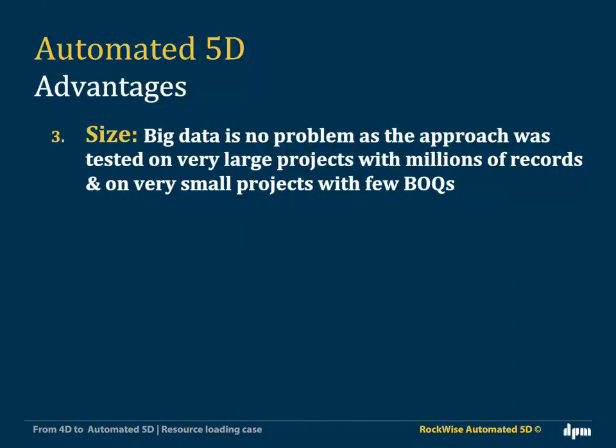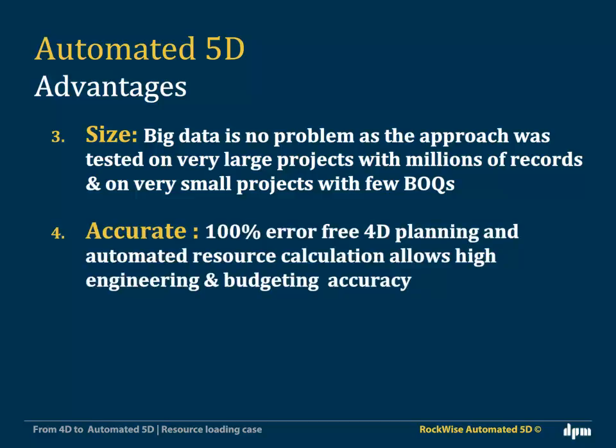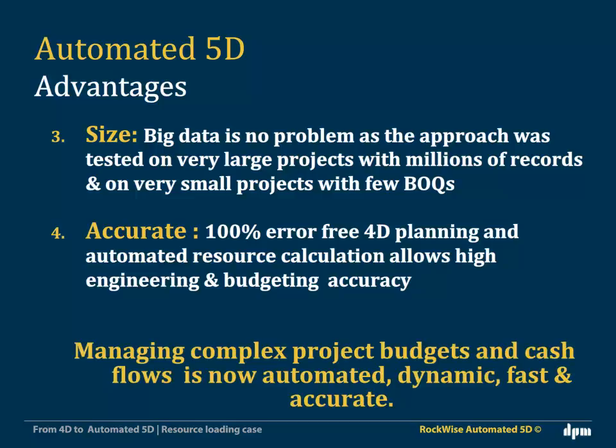The third advantage is technical, as the system is capable of handling any file size. So, big data is no problem, as the approach was tested on very large projects with millions of records and on very small projects with only a few BOQs. Last but not least, the automation eliminates the errors that generally occur in manual calculations, thus high levels of accuracy are reached, and once the 4D model reaches 100% error-free planning, the resource loading reaches the same level automatically. In conclusion, managing complex project budgets and cash flows is now automated, dynamic, fast and accurate.